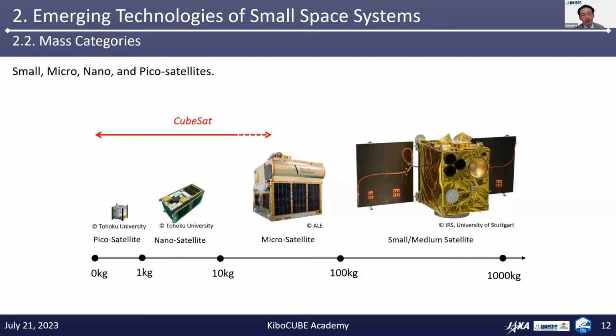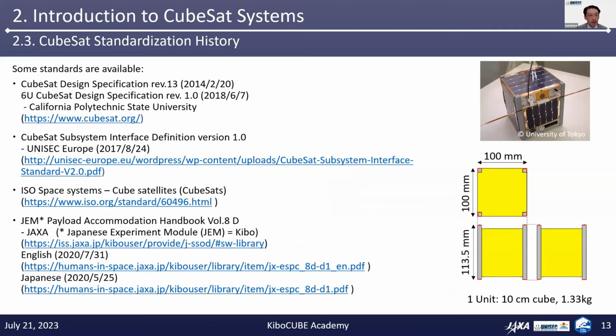But when you talk about CubeSats, their mass category now ranges from pico to microsatellites, as illustrated with this red line. And they are becoming bigger and bigger. I have already shown you several pictures of CubeSats. One standard CubeSat is a 10 centimeter cube with a mass of up to about 1.33 kilograms.